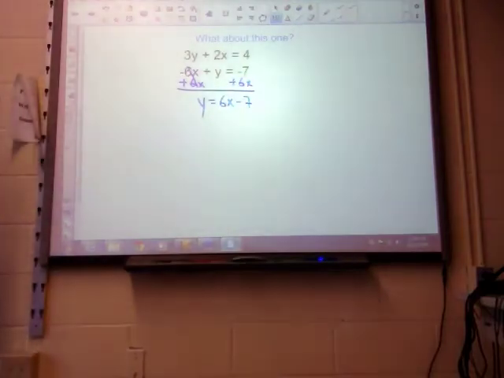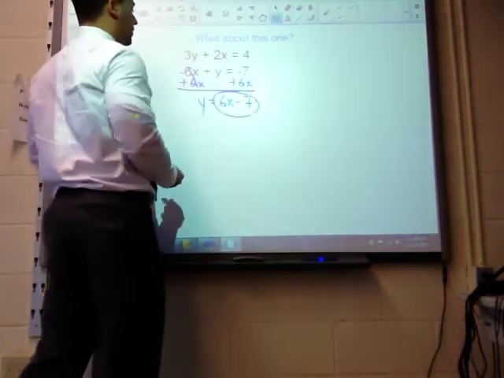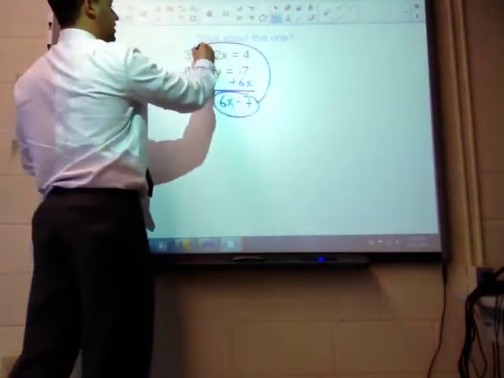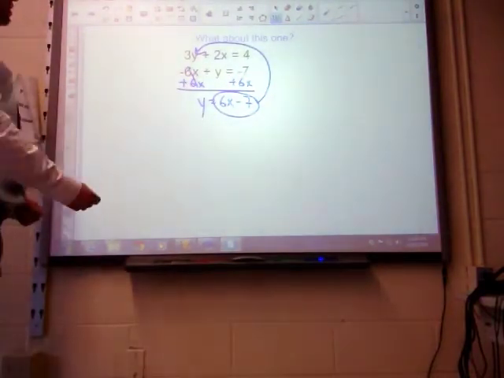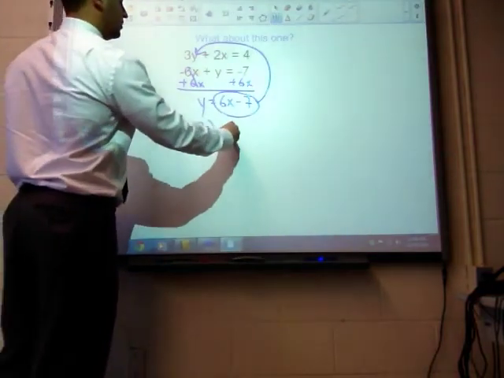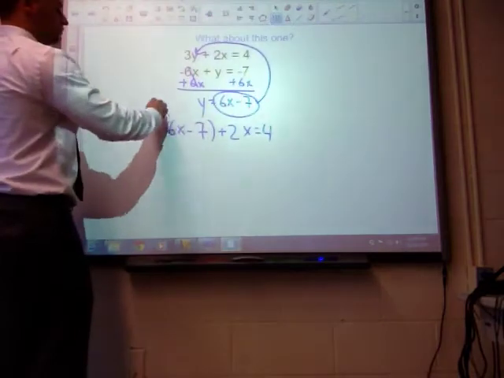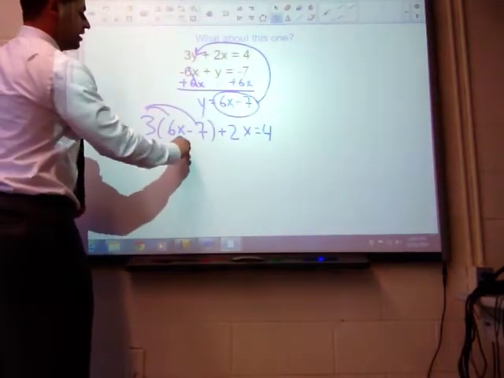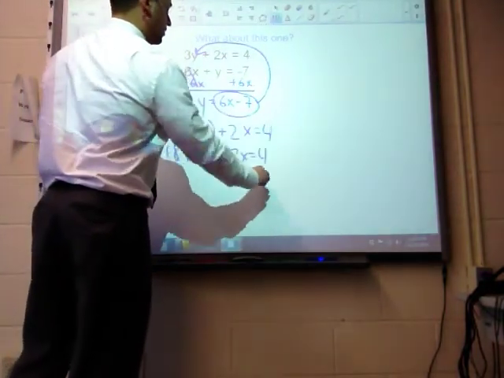Right? So now we can use this and plug it in. This is what y is equal to. Just like if y were equal to 3, you plug in 3 for y. But now y is equal to an equation, so you plug it in. You plug in what is on the other side of the equal sign for y. 3 times 6x minus 7 plus 2x equals 4. Distribute and solve. 18x minus 21 plus 2x equals 4.